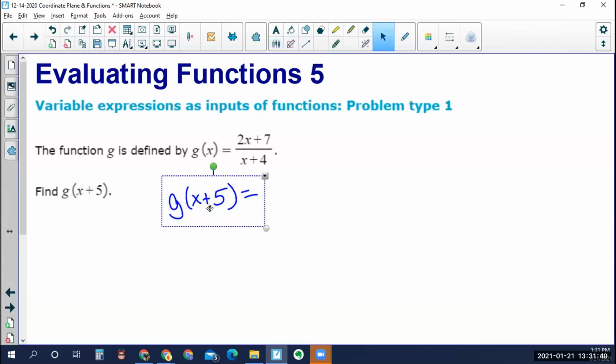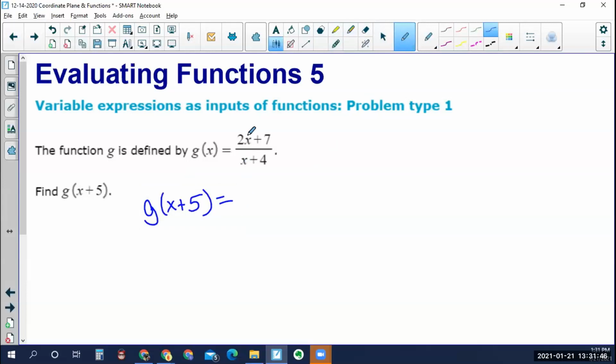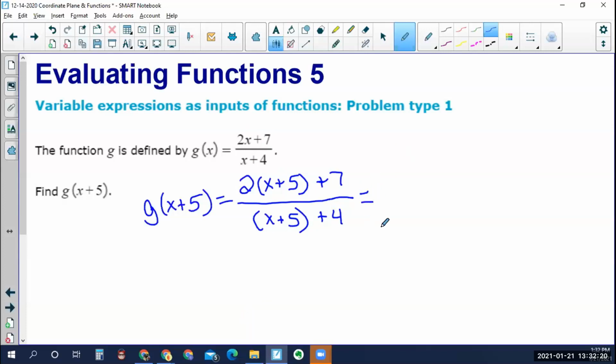The only thing Mr. Reed doesn't seem to be able to handle is leaving himself enough space in advance. So 2 times x is now going to become 2 times parentheses x plus 5, plus a 7 on top. See if I can keep the right numbers in the right places this time for a change. On the bottom, we have x plus 4, which is going to turn into parentheses x plus 5 for the x, and then we have a plus 4. I think Mr. Reed did it right this time so far. We'll see if I can keep it up.